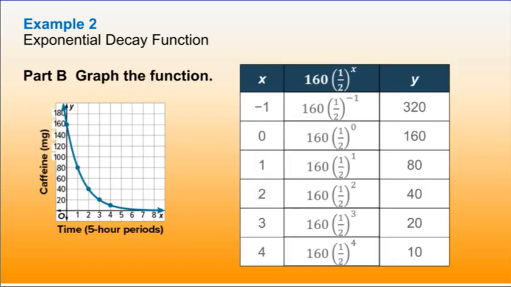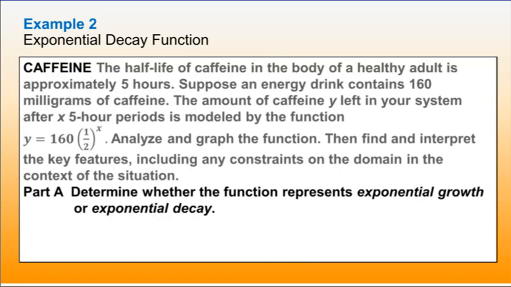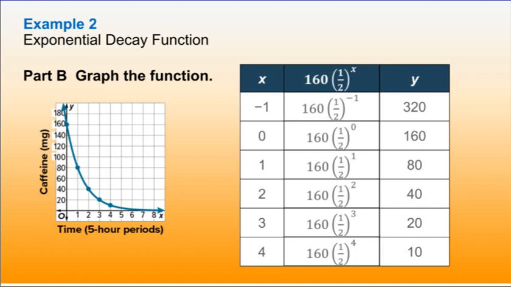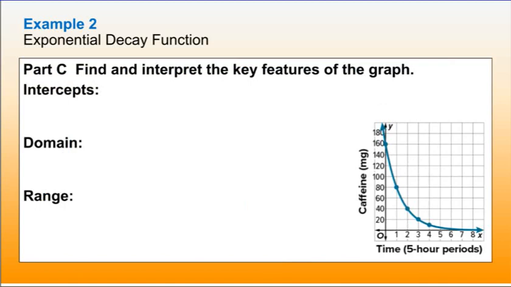So this one is graphed for us. Here you can see our graph. This is a decay. And how do we know that it's a decay? I go back here, I can see that my b is less than 1 but greater than 0, so it's an exponential decay. There you can see the table of values. They're using negative 1, 0, 1, 2, 3, and 4. See that it starts off with 320 and goes down to 10. So let's find and interpret the key features of this graph.